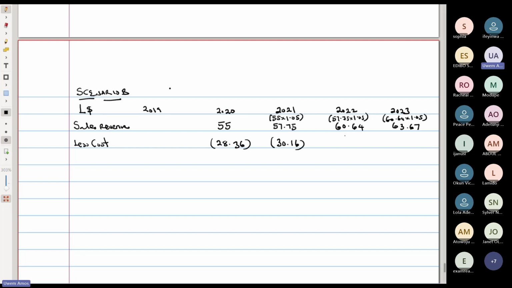$30.16. So basically the same step. Well, that's why I'm taking it a little bit faster, because we explained all of this concept in scenario A.